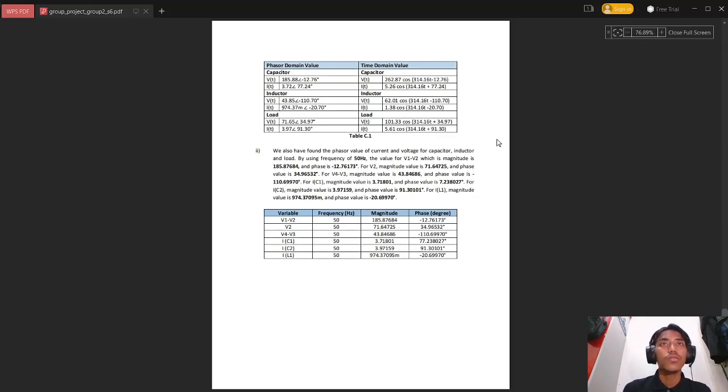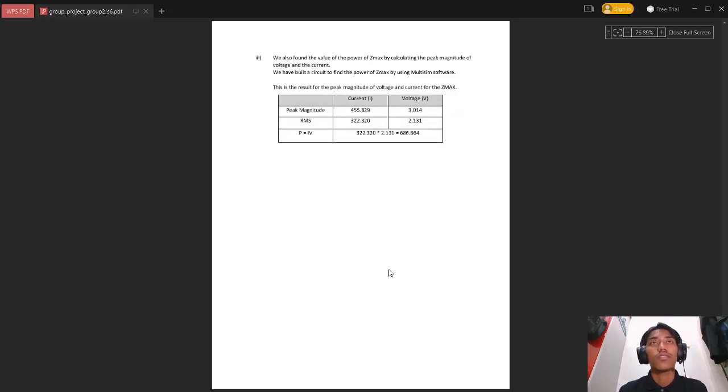For question 2, we also found the phasor values of current and voltage for the capacitor, inductor, and load. Using a frequency of 50 Hz, this is the summary table of the values. For the third question in part B, we also found the power of ZMAX by calculating the peak magnitude of voltage and current. We built a circuit to find the power of ZMAX using Multisim software. This is the result for question 3.